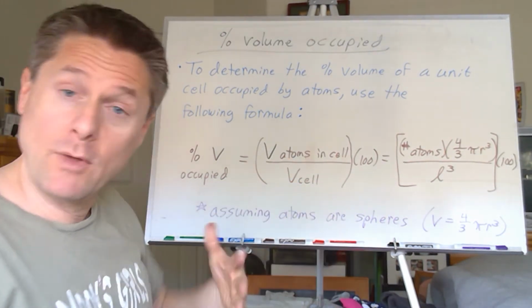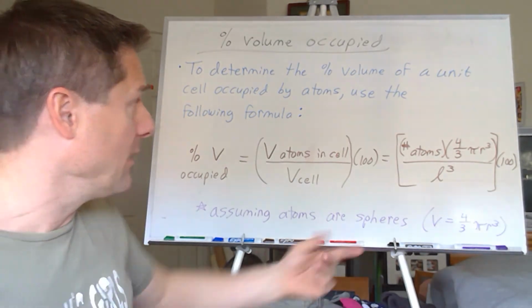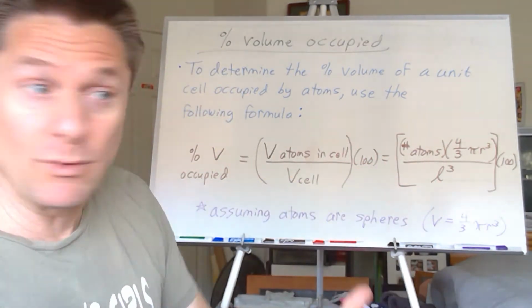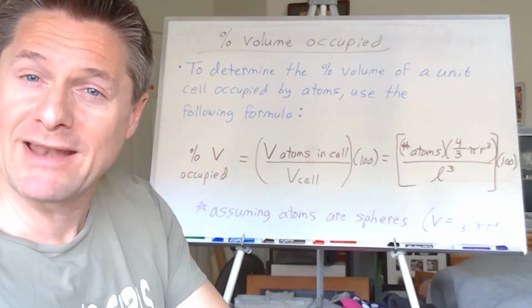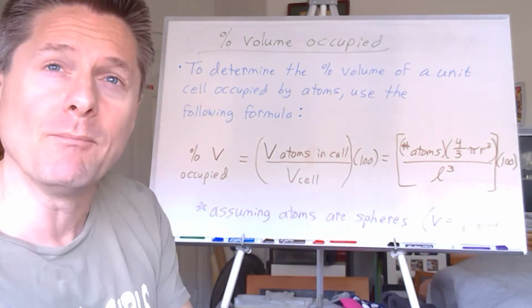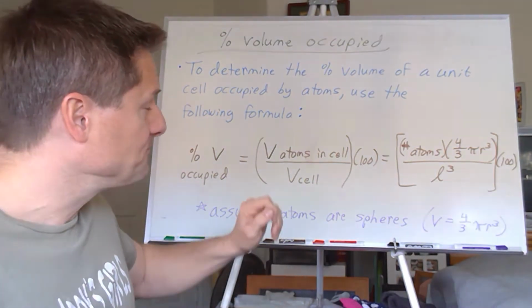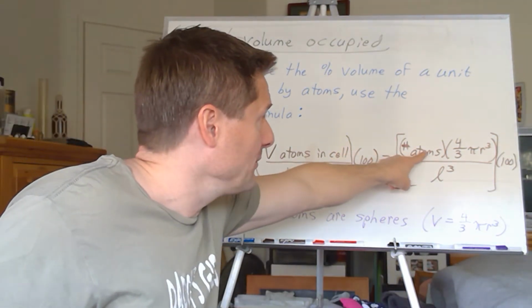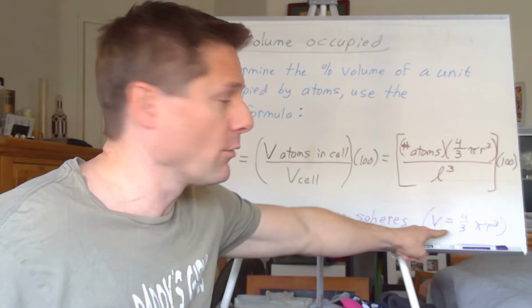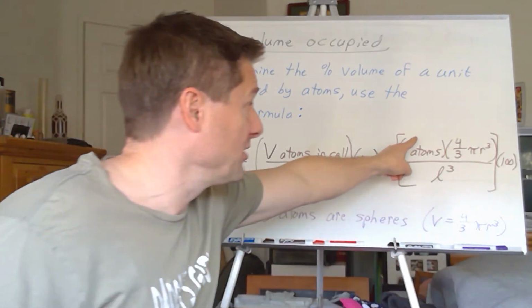Times that by 100. Okay, well, what would the volume of the atoms be? Well, it's the number of atoms, which, I guess, 1 for simple cubic, 2 for body-centered cubic, and 4 for the face-centered cubic, right? And 2 for the hexagonal closest pack. So take the number of atoms times the volume of the sphere, right? 4/3 pi r cubed. Well, that's pretty straightforward.